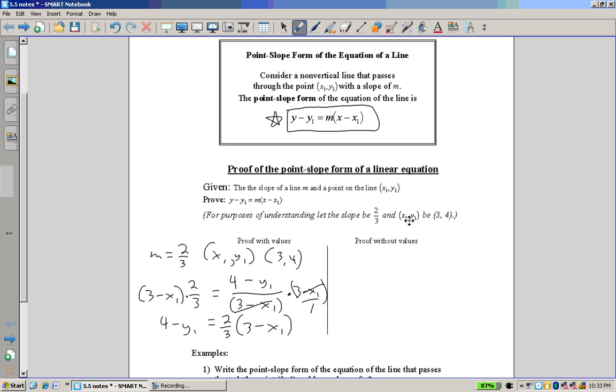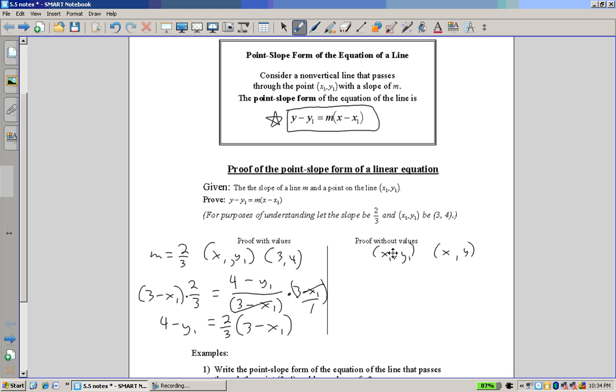And now what we're going to do is use the proof without the values. We're going to use x, y, first point, and another x, y. Now, we need to indicate which one we want to plug a number into, which one we do not want to plug a number into. So we're going to use these as the actual values that we would plug into. And then, of course, our slope is going to be m.